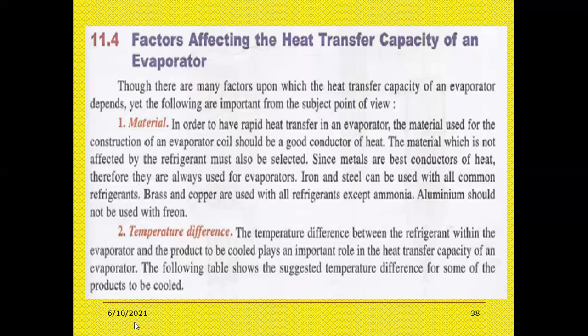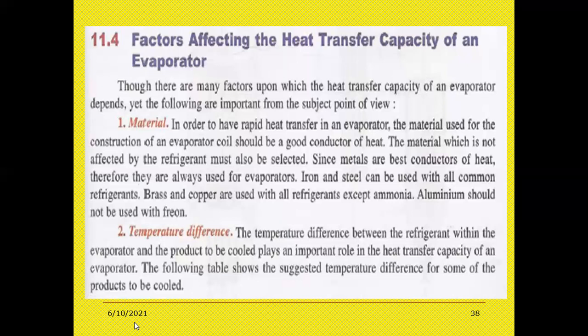Second one, temperature difference. The second factor is temperature difference. The temperature difference between the refrigerant within the evaporator and the inner wall of the evaporator. One type of temperature you have for the refrigerant, and another for the evaporator. The temperature difference between the refrigerant within the evaporator and the product to be cooled plays an important role in the heat transfer capacity of an evaporator.